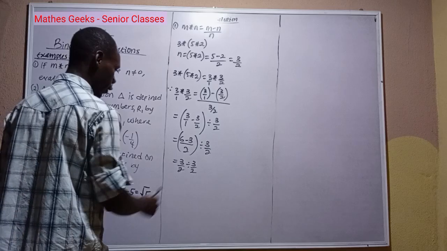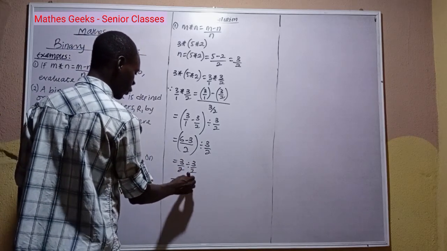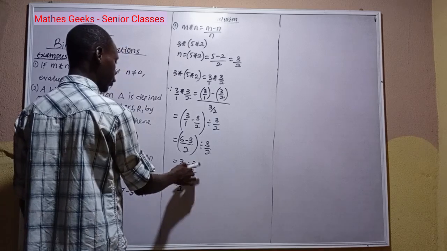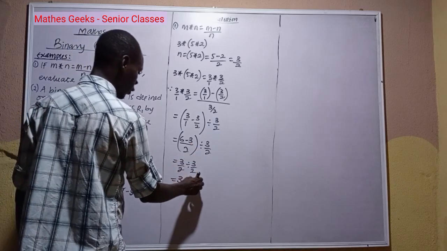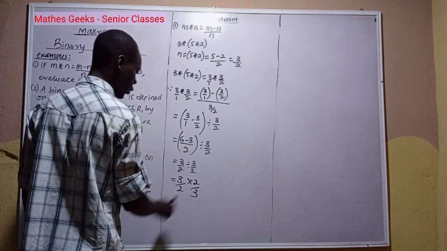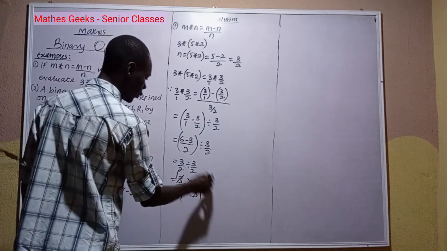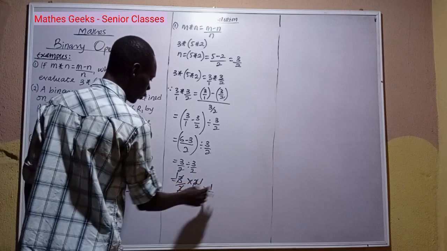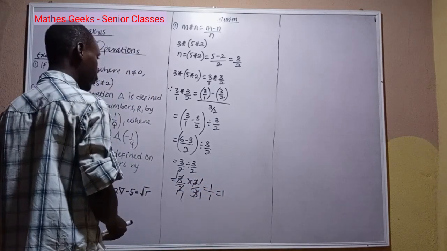Now this is division of fractions, so what we're going to do is change the division sign to multiplication, then we reciprocate: the 2 will come up, 3 will go down, so 2 over 3. 3 into 3 is 1, 2 into 2 is 1. So 1 times 1 is 1, 1 times 1 is 1, 1 divided by 1 is equal to 1.